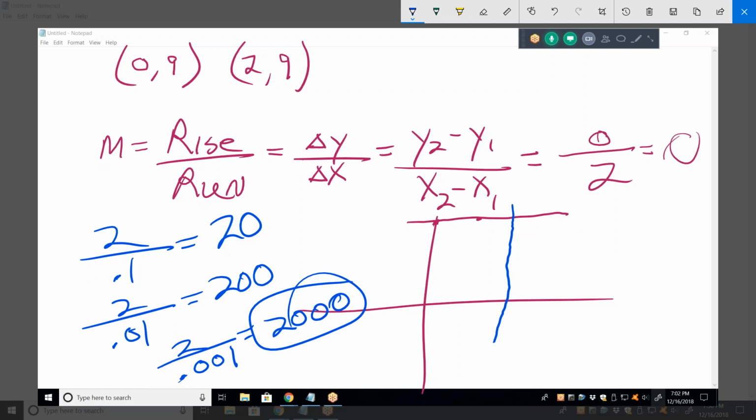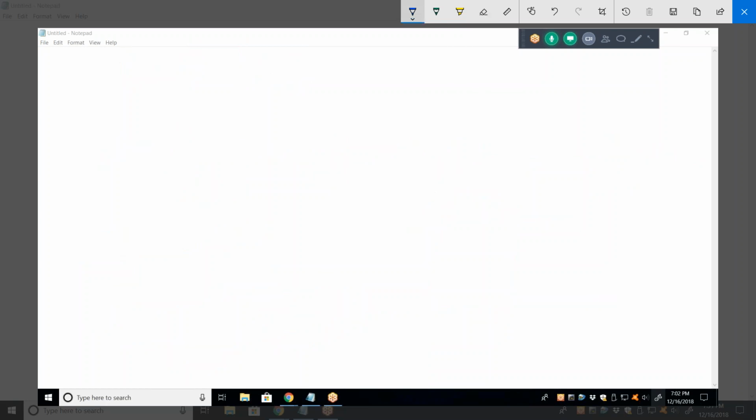They don't like you using that term, infinite. The slope is not infinity. The slope is undefined. Okay. So the next one, I'll wait till you get to it. Okay.